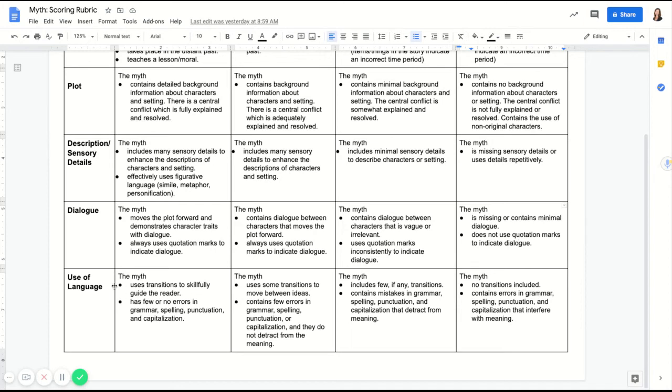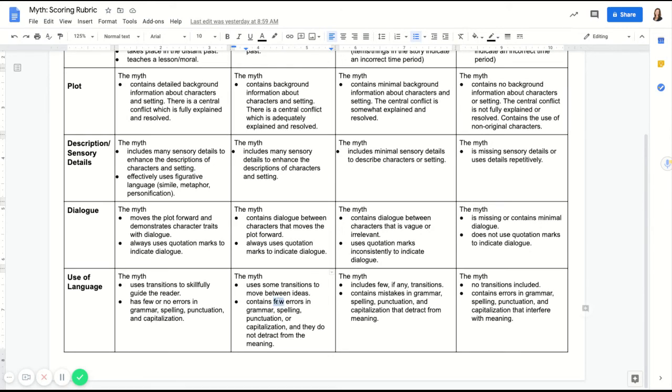And our last category, use of language. To earn a proficient, an A in this category, here's what you need to do. The myth uses some transitions to move between ideas. Remember, transitions are those words like before, after, then, next, to move to the next idea.